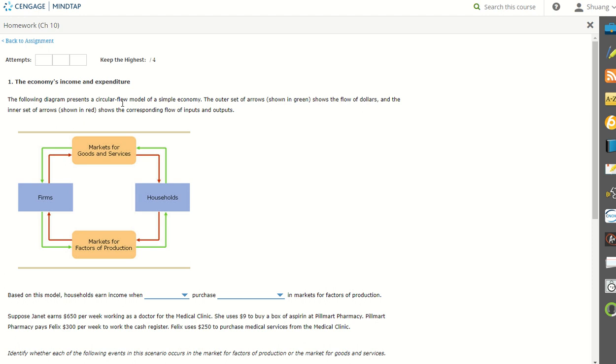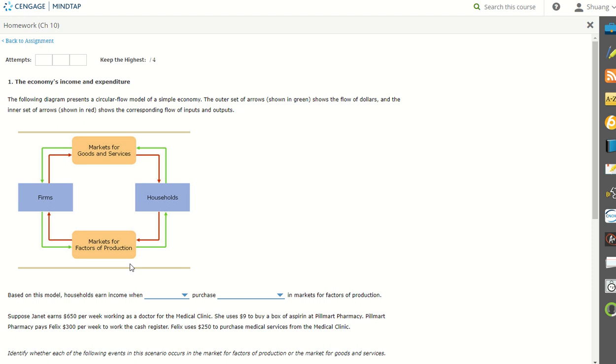And there are also two types of markets. There's a market for goods and services, which is your Target, your Walmart, your HEB, where you go buy goods and services. And then there's also the market for factors of production. Again, this is a review from chapter 2. If you're not sure what factors of production are, look at the definition. Basically, these are the resources companies need to produce goods and services.